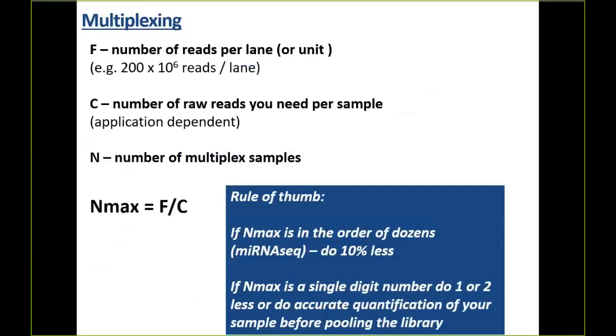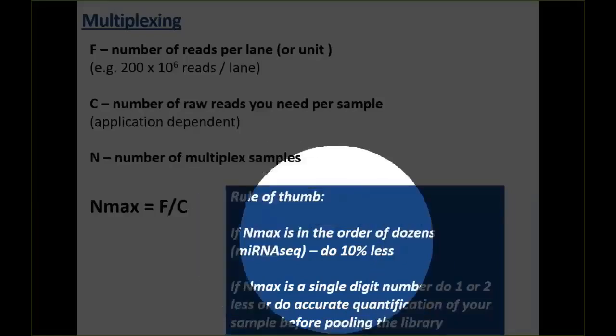For multiplexing, to figure out how much you can multiplex, it's actually a pretty simple equation. You have a certain number of reads you get per lane, and you have a certain number of reads you need per sample. So I know that I get, say, 50 million reads out of a lane of a flow cell, and I know that I need 10 million reads per sample. So in theory, I can multiplex this out to 5 samples in a single lane. That'll save me some money when I sequence.